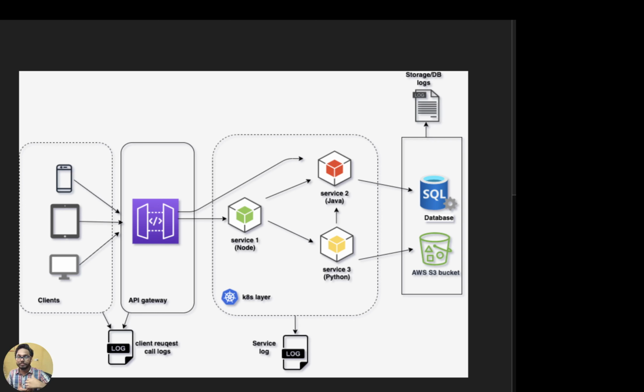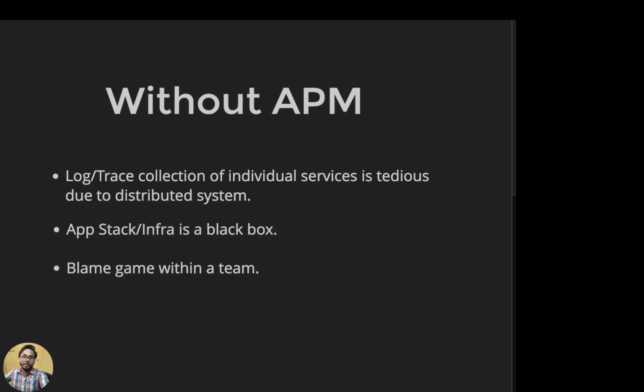But then how do you see that, hey, this is the main problem? You could collect the logs, you could correlate them, but then again it's a tedious job. This is one example, but in applications where it's highly distributed or you have like 100 services, it's quite difficult to correlate and manage all those logs at a time. So without an APM tool, that's a problem.